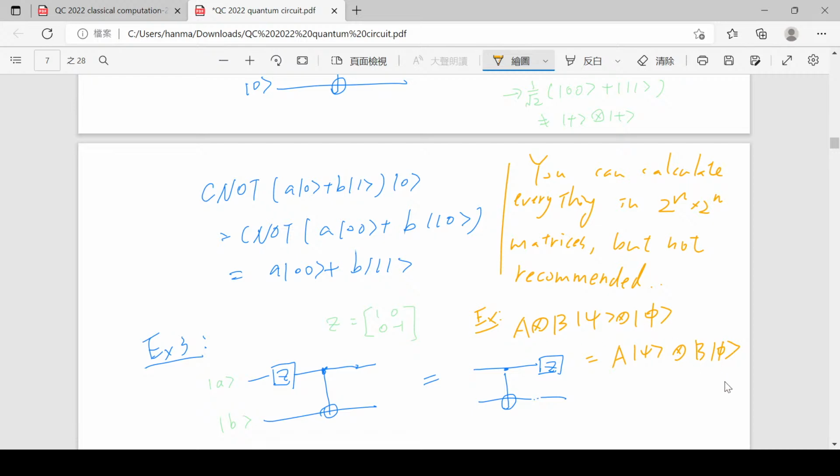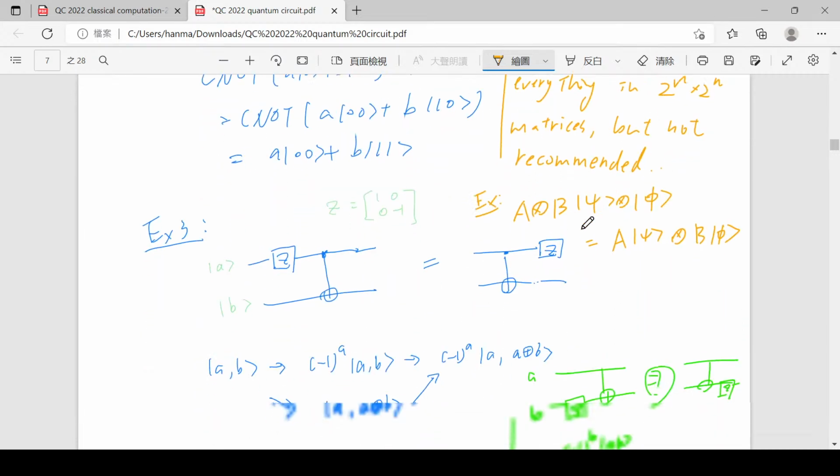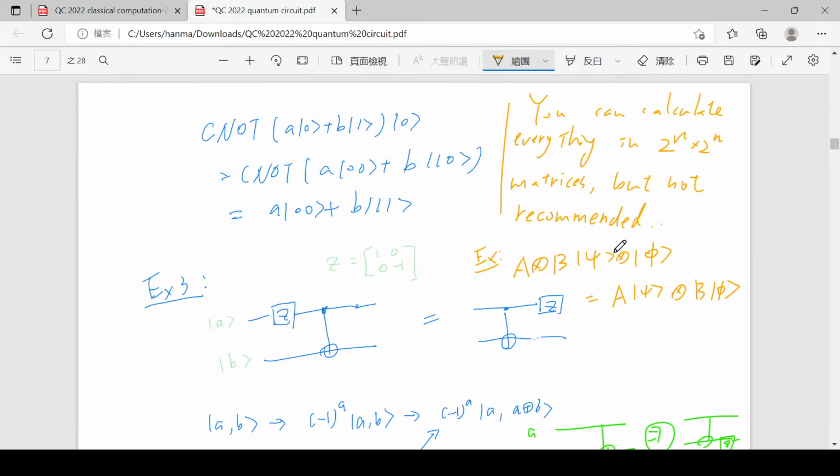all the calculation on a smaller space, and it will make your arithmetic a lot easier, save you time, and give you fewer mistakes. So that's a trick you want to use, and try not to expand out everything in 2^n times 2^n. Okay. So that's a trick to remember.